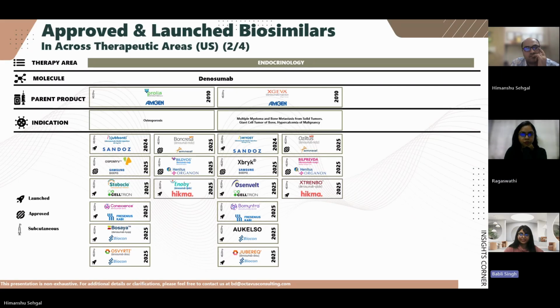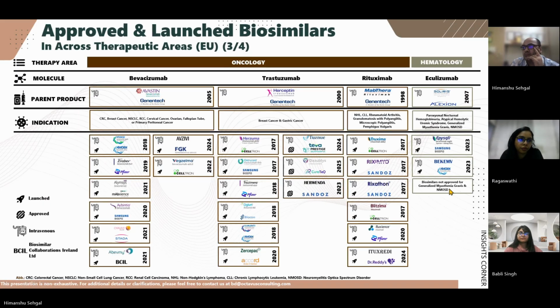You will notice across this landscape that oncology dominates in terms of both the number of reference products and biosimilar competition, reflecting the high unmet need, large market size, and significant cost-saving opportunities for healthcare systems. You will also see that most of the biosimilar approvals and launches have occurred between 2017 and 2025, showing the relatively recent maturation of the US market. So moving to the next slide.